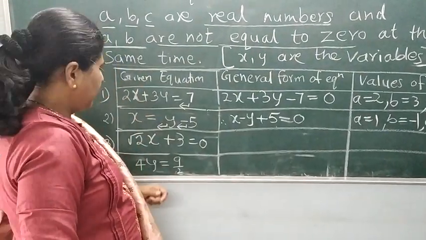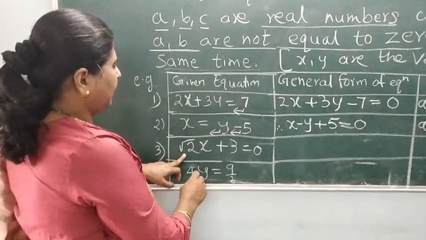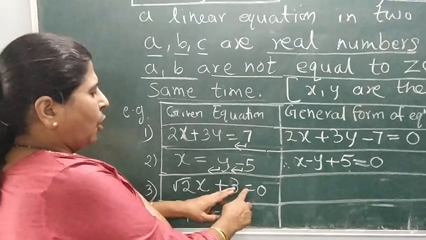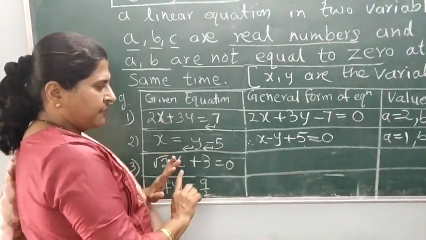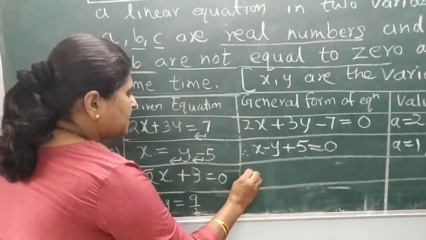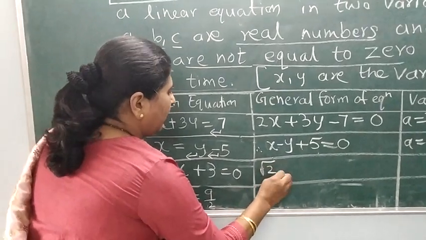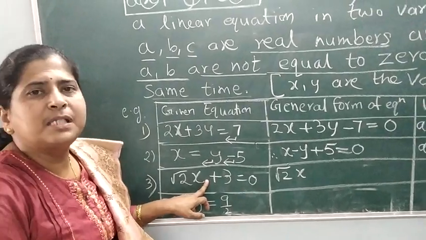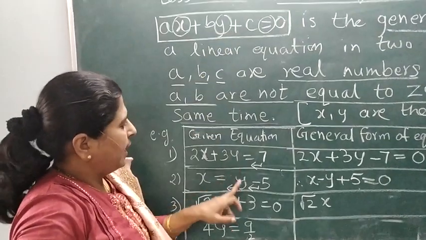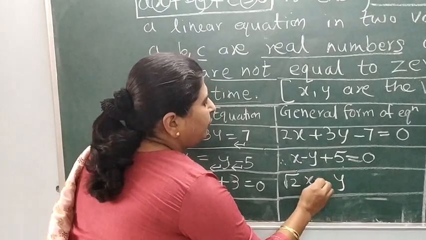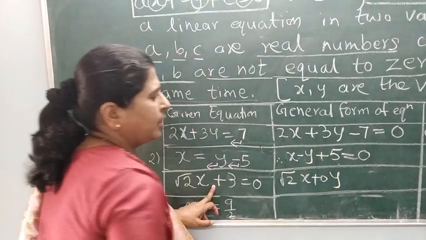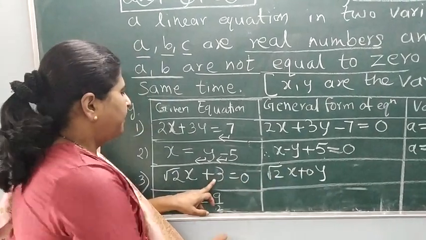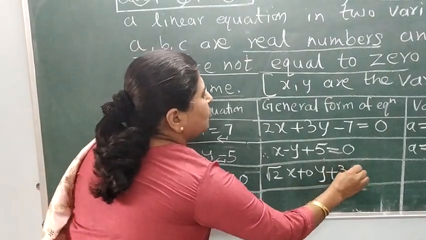Let's see the third example, where it is square root of 2 x plus 3 is equal to 0. Now all the terms are on the left side, and on the right side we have 0. So we can write this x term as square root of 2 x, but there is no y term. The y term is missing. To write in this format, if we want to write the y term, we have to write it with coefficient 0. If we write it with coefficient 0, its value will be 0, and plus 3 is equal to 0.